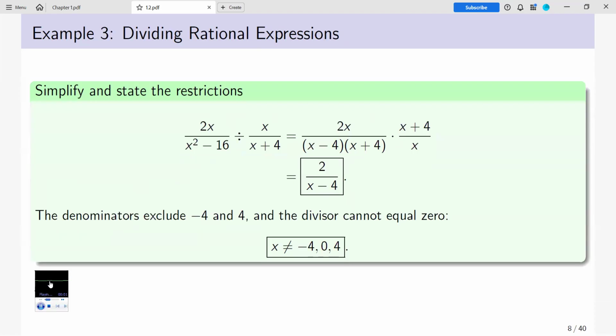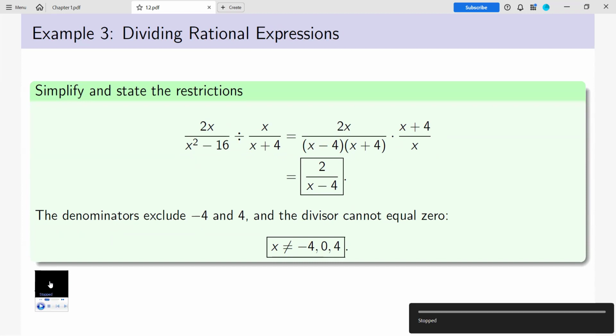After multiplying by the reciprocal, common factors cancel. We must also exclude 0 because the original divisor becomes 0 there. Division by 0 remains mathematics' least negotiable red line.